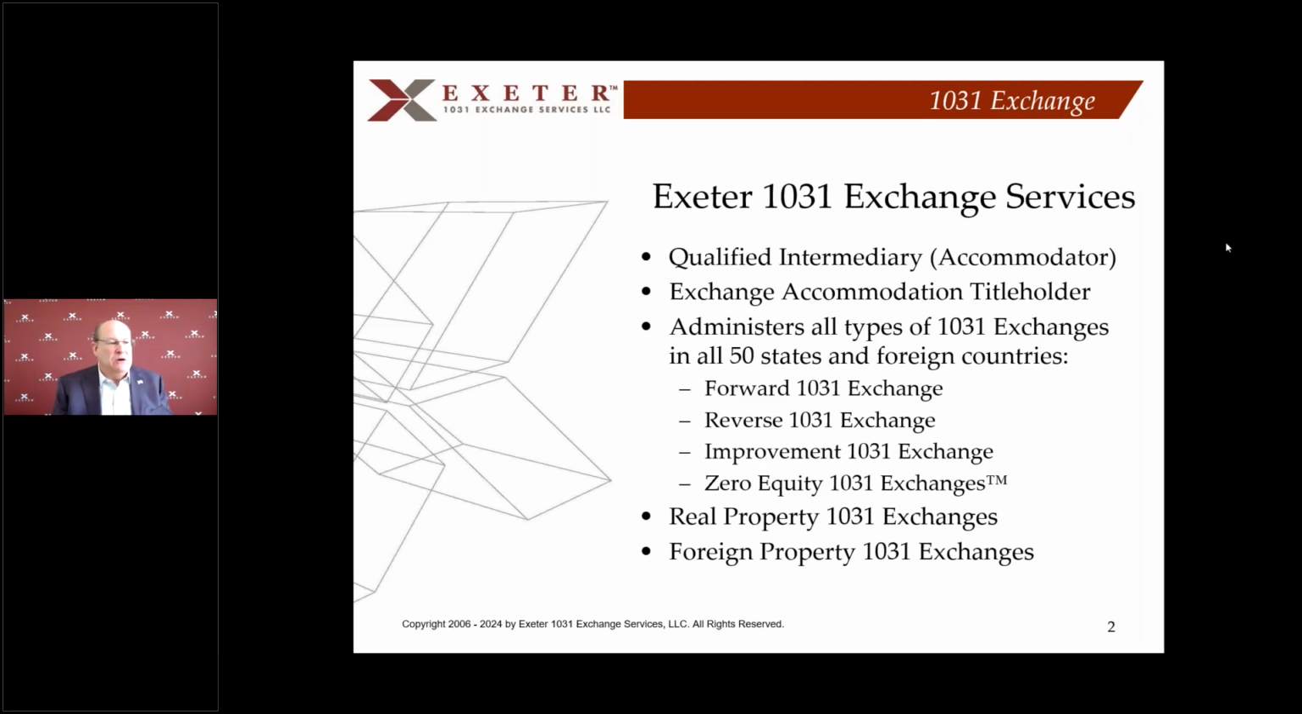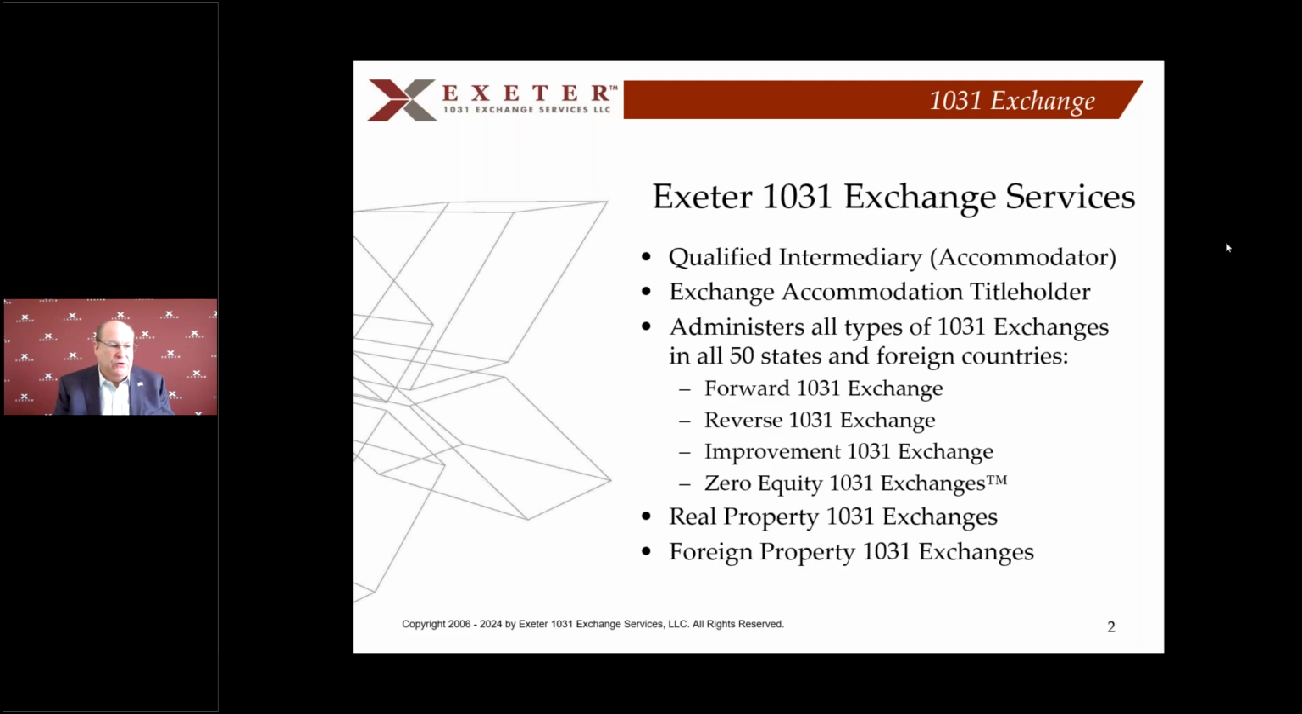We also serve as the exchange accommodation title holder when legal title has to be acquired and held by us for reverse 1031 exchanges or improvement 1031 exchanges or something along that line. So we do both. We're the qualified intermediary and we're the exchange accommodation title holder. So whether it's any type of 1031 exchange or any property that's located anywhere, we can take care of it for you. Just to reiterate, we administer all types of 1031 exchanges.